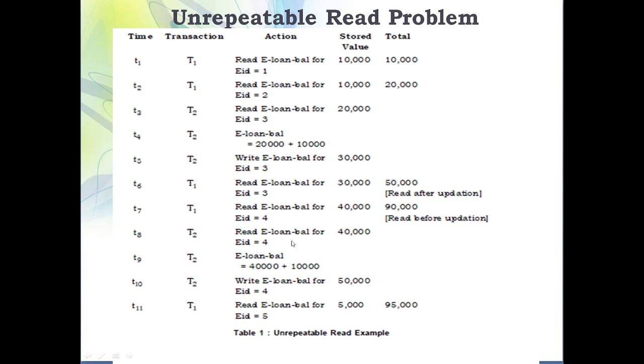So see here, now T2 performs a read operation on employee ID 4, whose value is 40,000, and then 10,000 is added to this account, and then its value is 50,000. But what is the value read by T1 for employee ID 4? T1 is reading the employee ID 4 value as 40,000, but actually it is 50,000. So T1 has read the value of employee ID 3 after updation, and T1 has read employee ID 4 before updation made by T2.